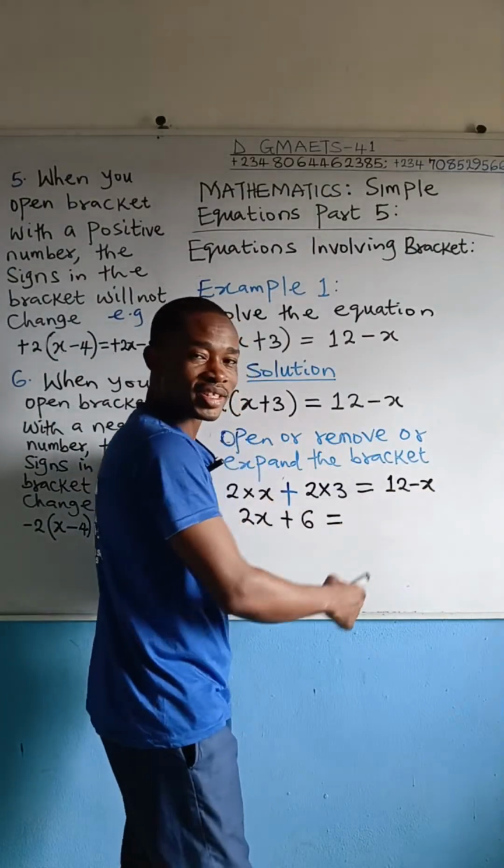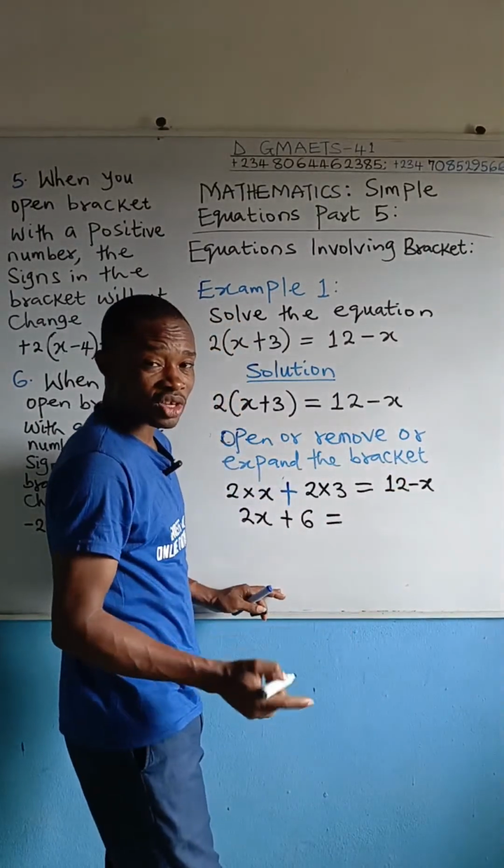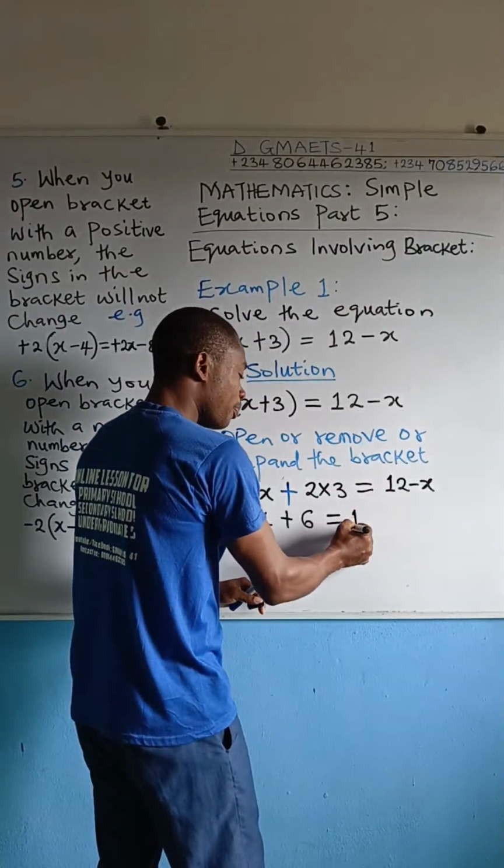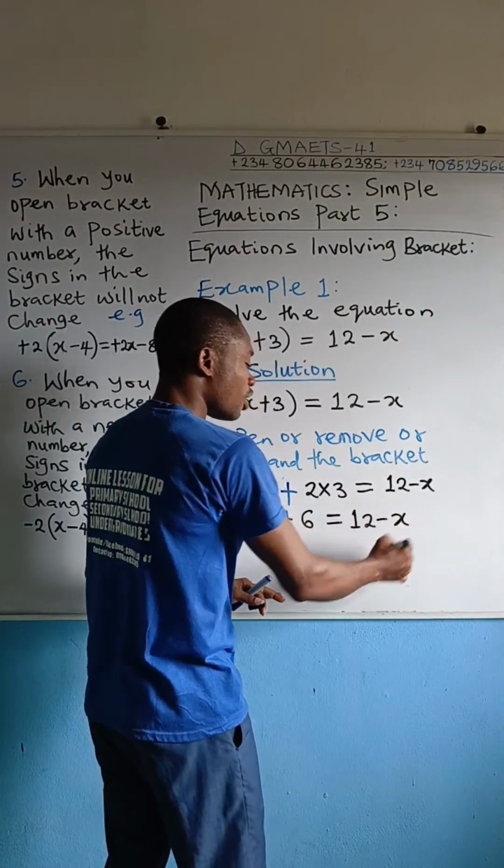You cannot subtract this. You can't do this minus because they are not like terms. I have taught you all of these in our previous classes. So you still write 12 minus x.